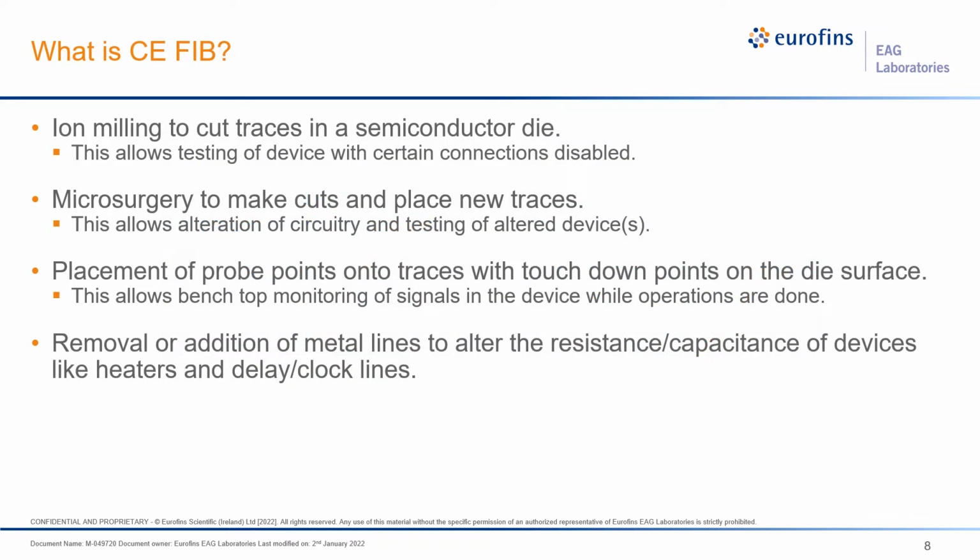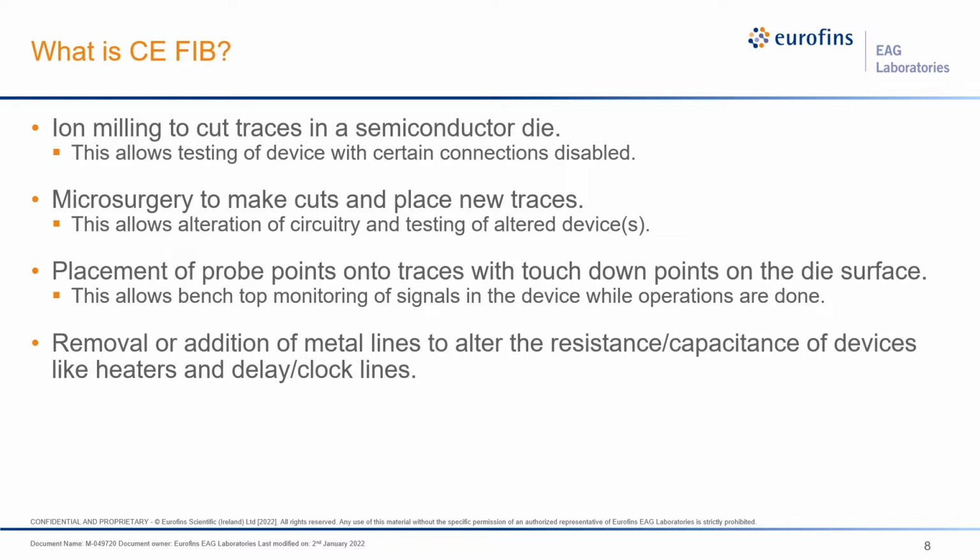So as I just talked about, it's ion milling to cut traces in a semiconductor die. So if you had a device that was not operating properly, or if you want to check and see if a connection is doing the thing that it's supposed to, we can go in and cut one trace and you can retest the part and see if that trace is doing what you expect it to do. We can also do a more involved microsurgery. We can make cuts, place new traces, and this allows you to alter the circuitry and then go test that alteration and see if that's the correct alteration that you want to make instead of going and doing a respin.